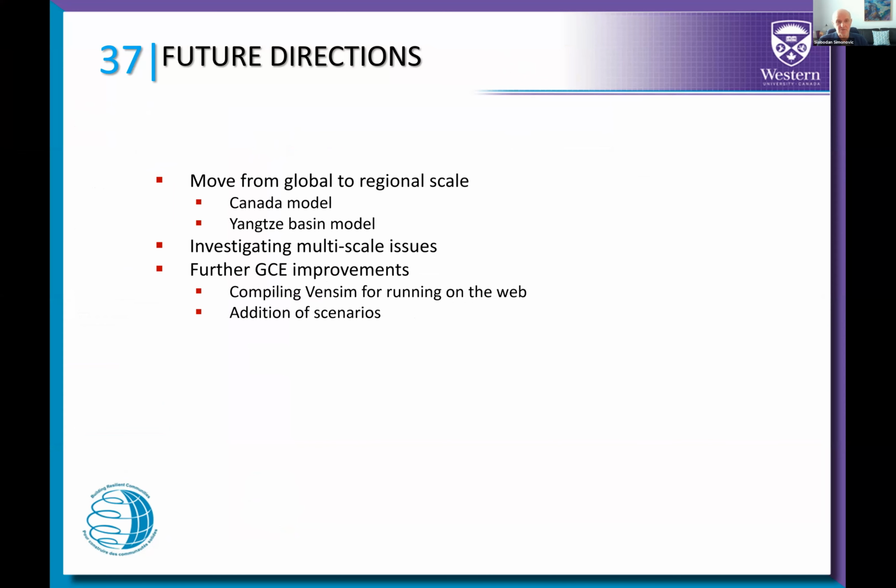So in the given amount of time, we tried to do our best and give you the feeling of the model content, the objectives of the development of the tool, the current state of the tool, as well as this special version for interactive use that's available to the public. I would like to continue this work in a couple of different directions, and one that we are already making considerable progress on is to move from global to regional scale.